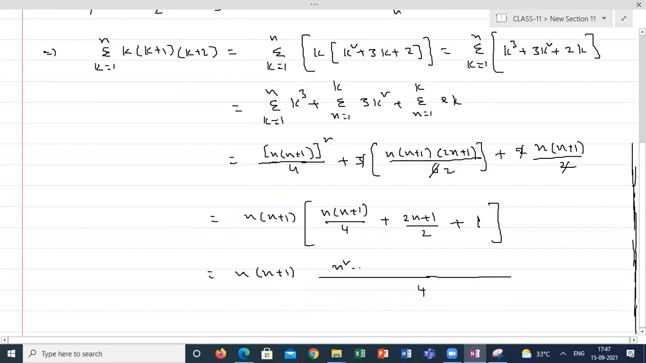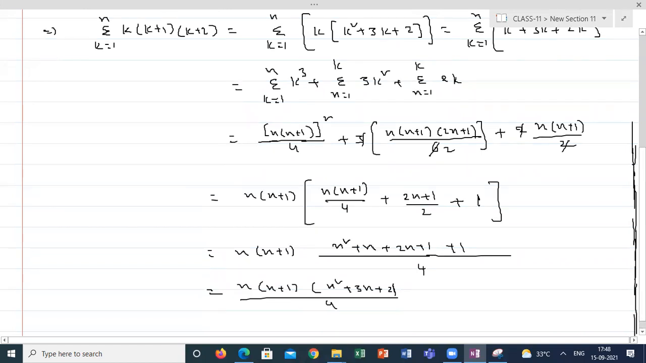n into n plus 1 is n square plus n plus 2n plus 1 plus 1. So I'm getting an expression of n into n plus 1 into n square plus 3n plus 2 divided by 4. Is there any factorization you can do, guys? Yes, there is a factorization for this.